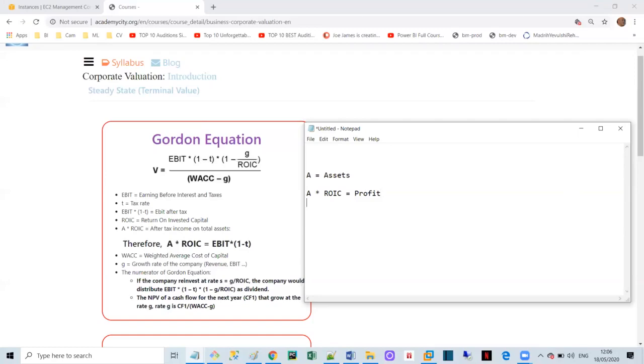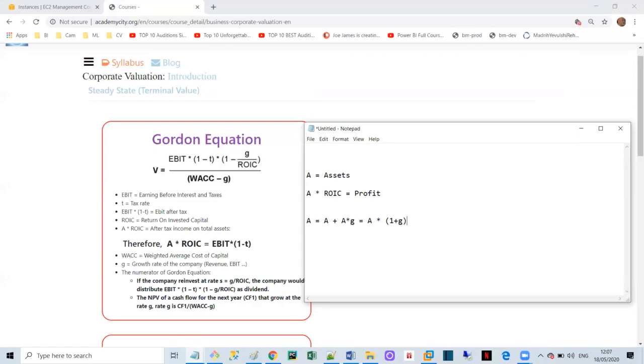I want A, next period, to be equal to A plus A times G. I want A to be higher by G percentage, or I can write it as A times 1 plus G. So far, so good. That's the amount that I want A to be.